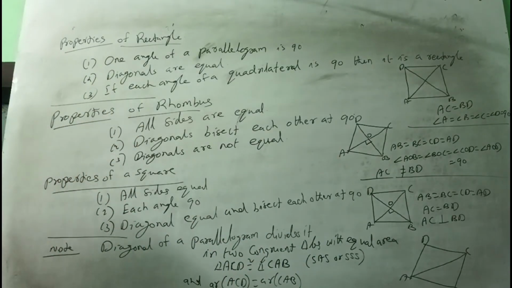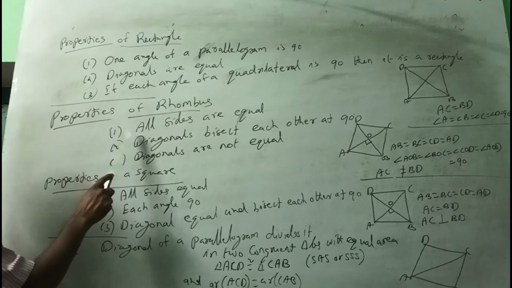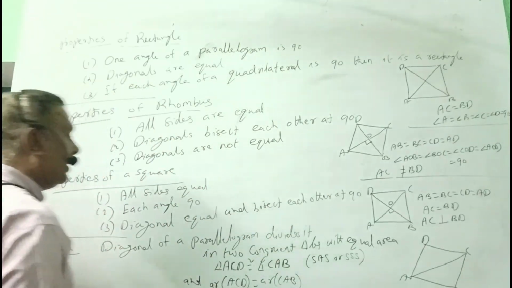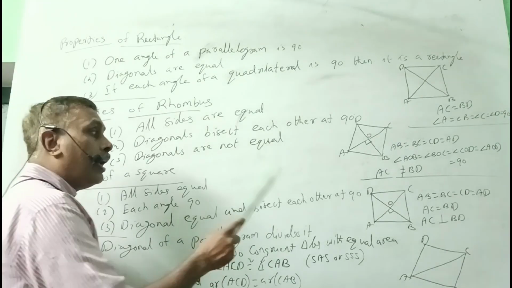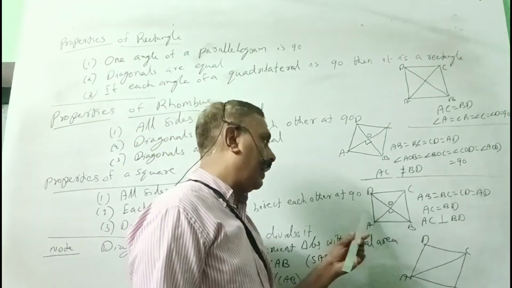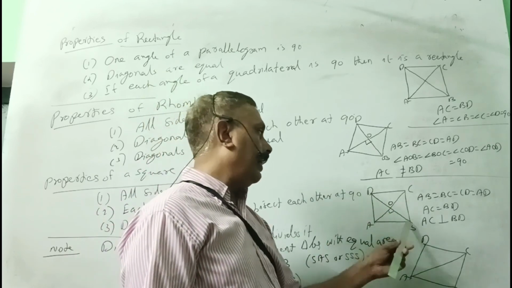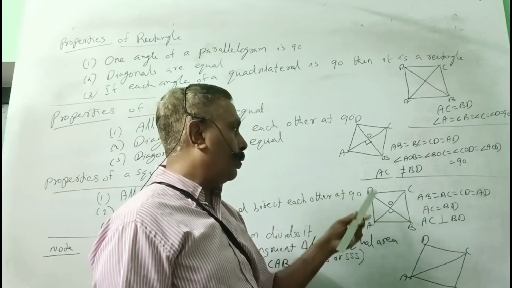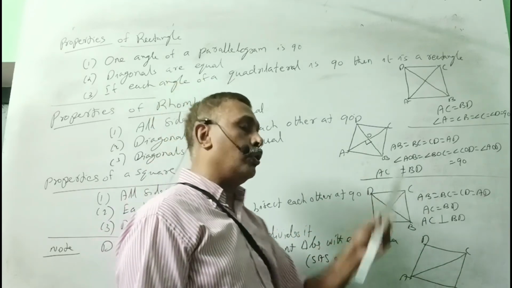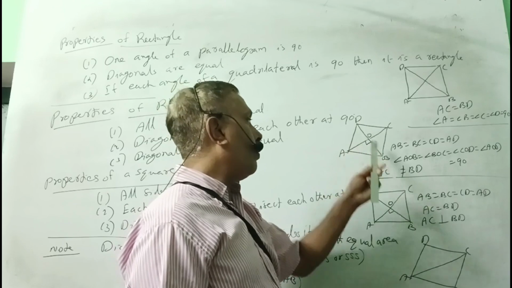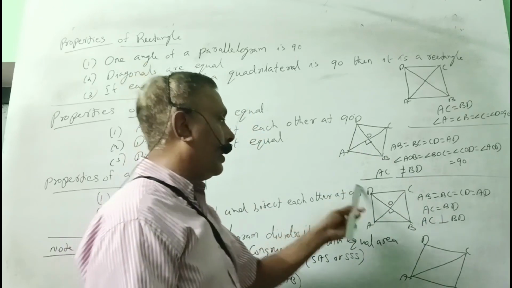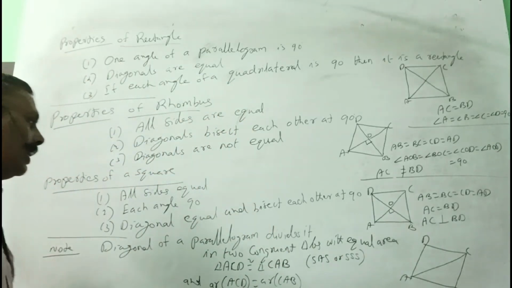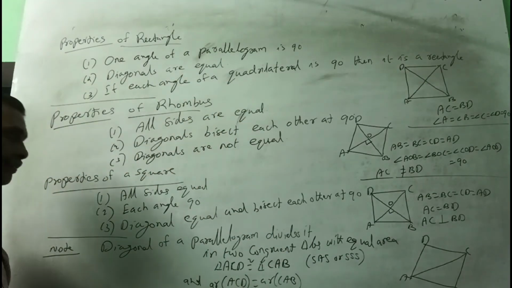But in a square, let's see the properties of a square. A square is a rhombus, so all the sides are equal. Each angle is 90 degrees. In a rhombus, each angle is not 90 degrees. In a square, diagonals are equal and bisect each other at 90 degrees. In a rhombus also the diagonals are perpendicular, and in a square also the diagonals are perpendicular. In a rhombus, diagonal lengths are not equal, but in a square, diagonal lengths are equal. So that's the main difference between the rhombus and the square.